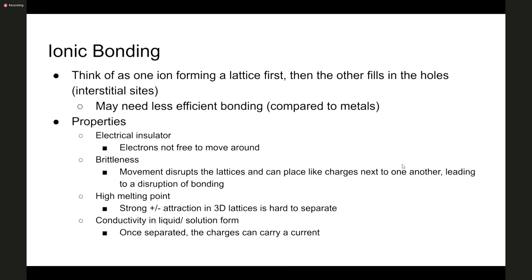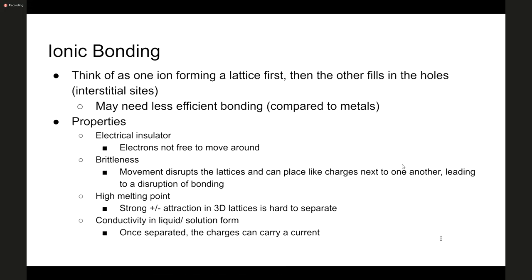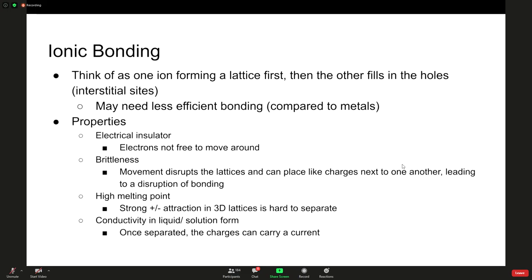And for a little bit more ionic bonding, you can think of it as one type of ion forming a lattice first and the other ones filling in the interstitial spaces, which are the holes and the gaps in between. And as I said earlier, sometimes that may lead to less efficient bonding compared to metals. And then a couple of the properties, similar to what Maya covered with the metals. In this case for ionic bonding, first of all, ionic solids are good electrical insulators. The reason for that is because the electrons are not free to move around, they're localized where they are on the ion.